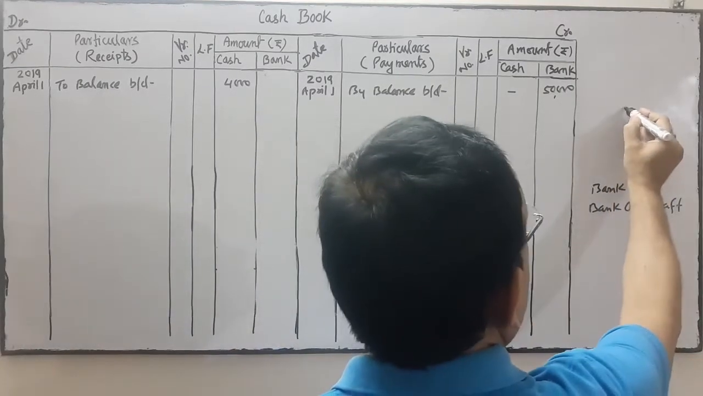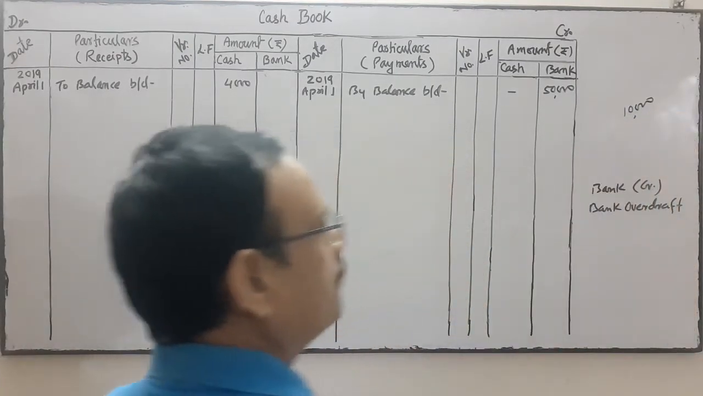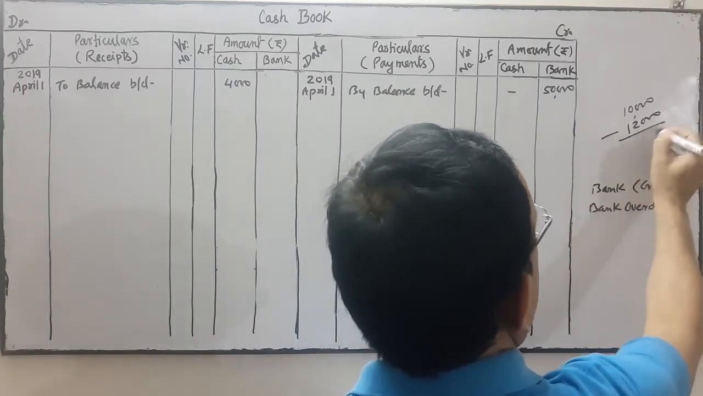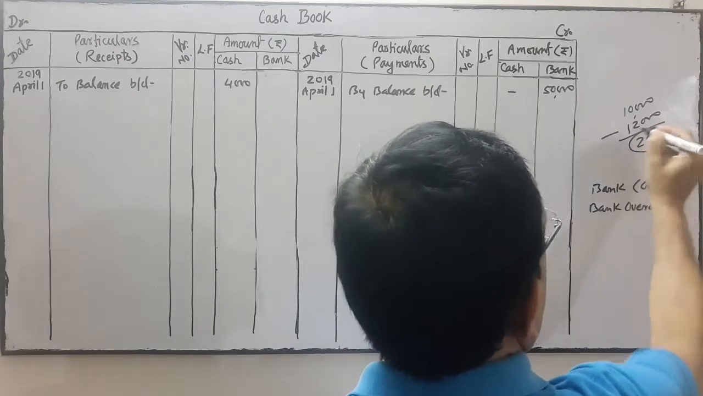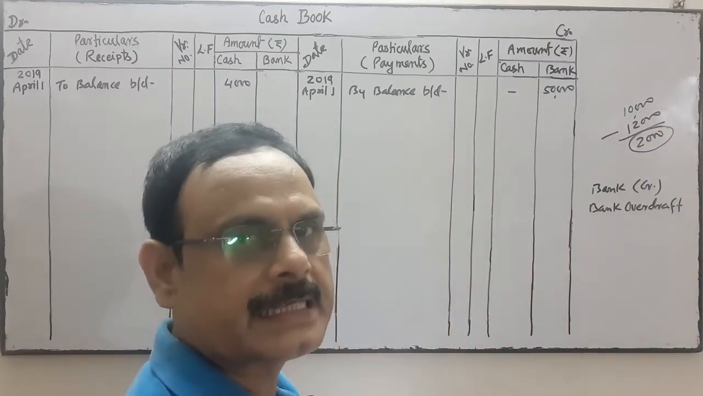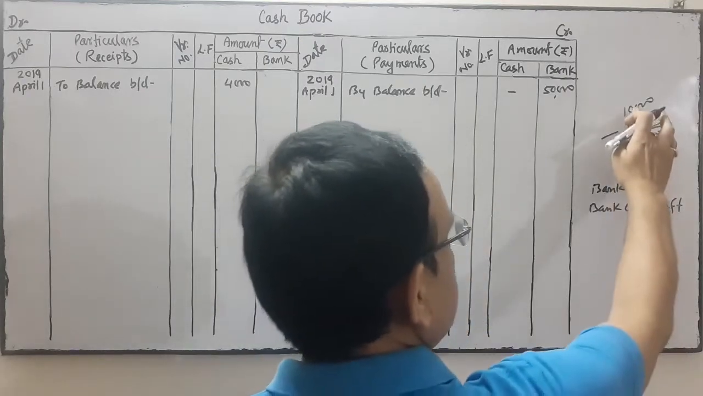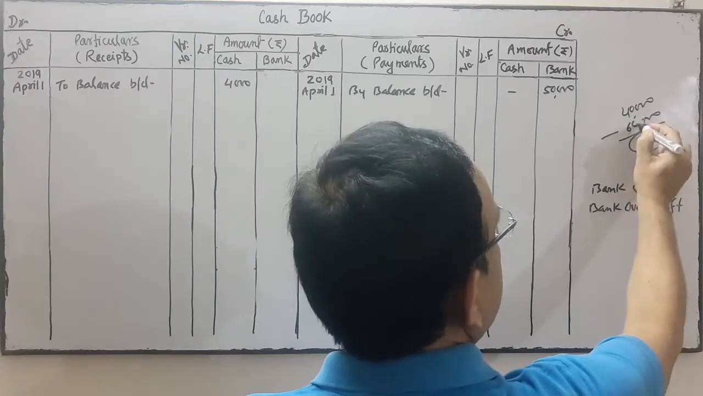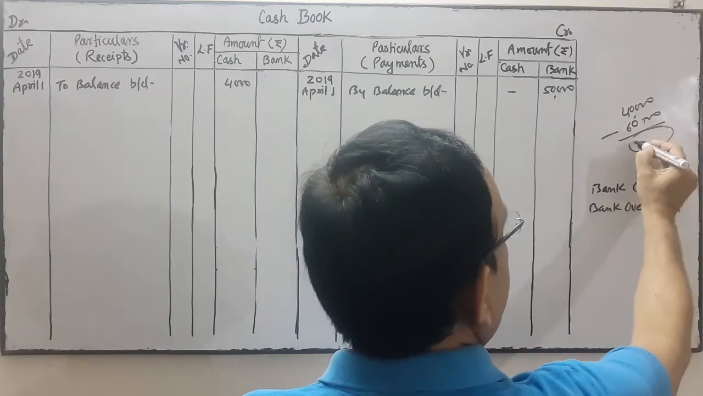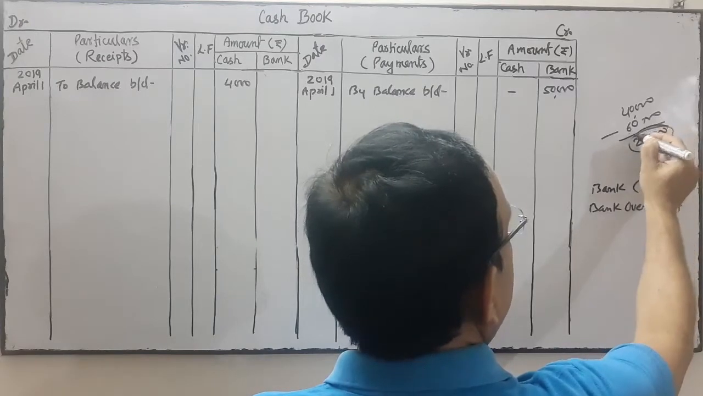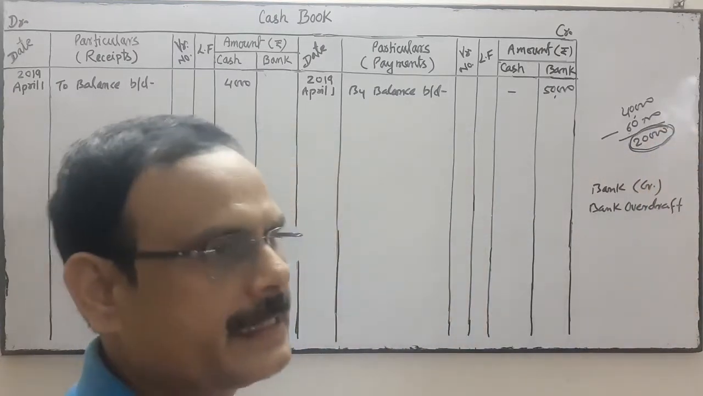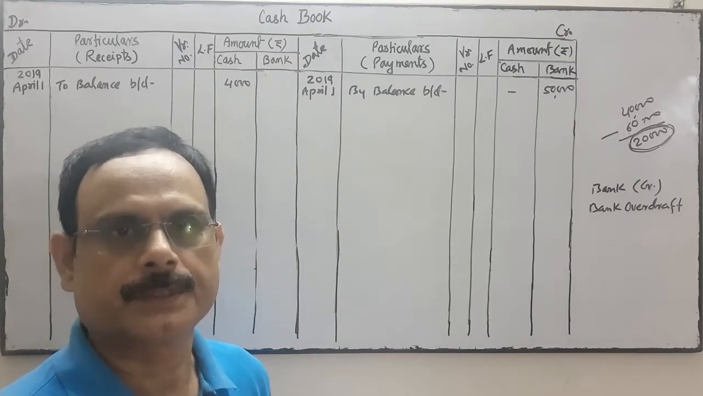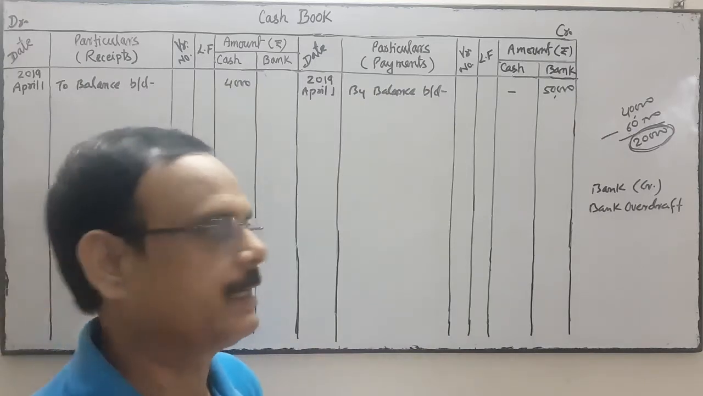Suppose we have 10,000 rupees in the bank and I have withdrawn 12,000 from the bank. So the 2,000 excess amount withdrawn from the bank is called overdraft. Is it clear? Suppose we have 40,000 in the bank and I have withdrawn 60,000, then the excess amount I have withdrawn is called bank overdraft. This facility is given by the bank only on a current account, not a savings account. It's a business account.